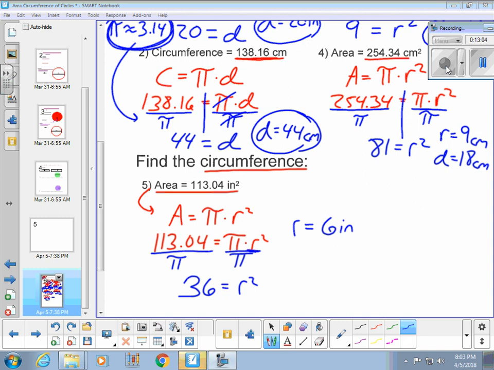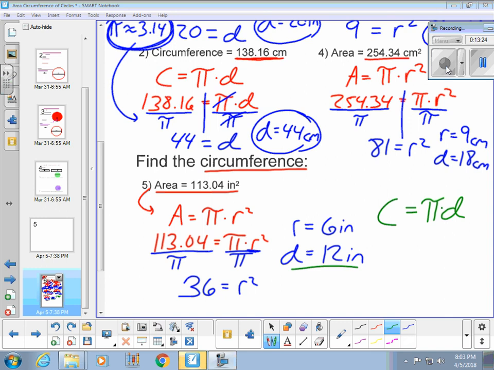I also know if the radius is 6, right, we're good at finding the diameter. That'd be 12. But now I still don't have the final answer. It wants me to find the circumference. So what do I need to do? Well, let's write down the formula. Since I'm trying to find the circumference, now I think I've got enough information. And maybe you figured this out already. Circumference is pi times diameter, isn't it?